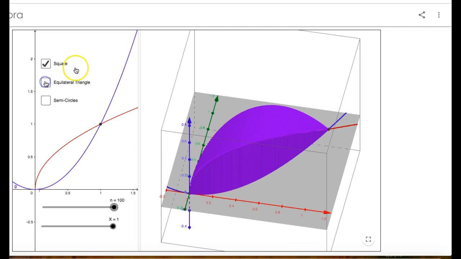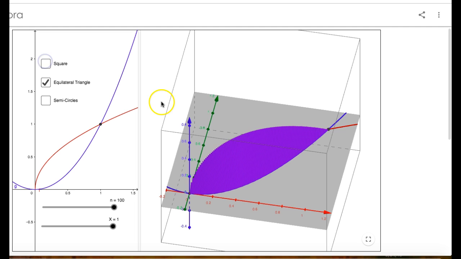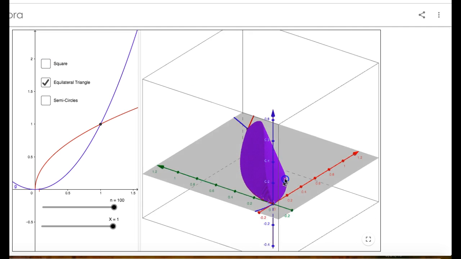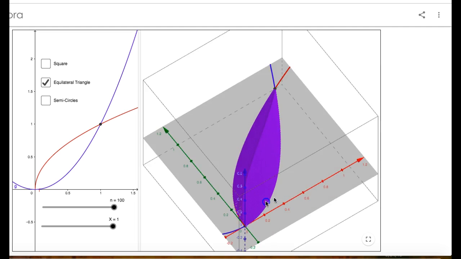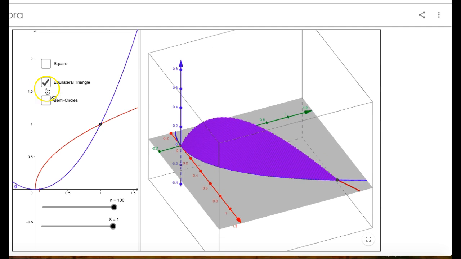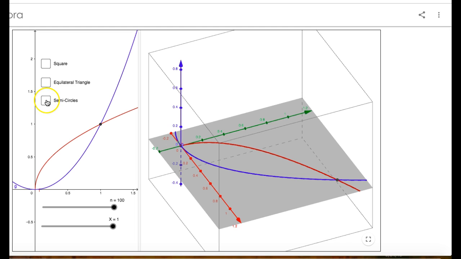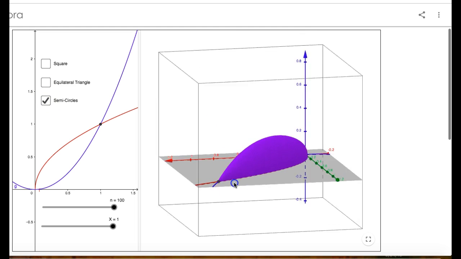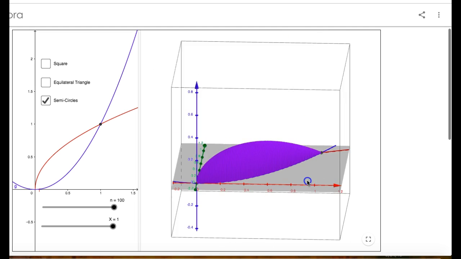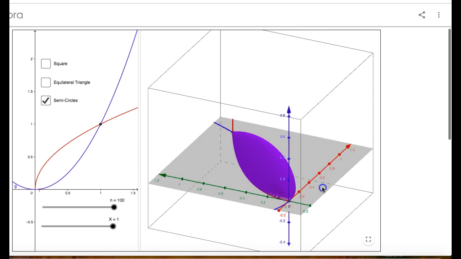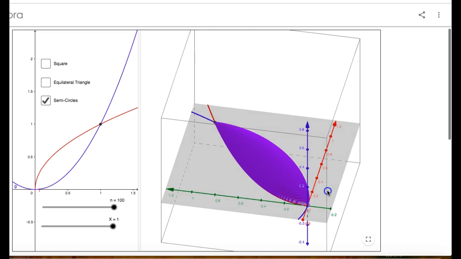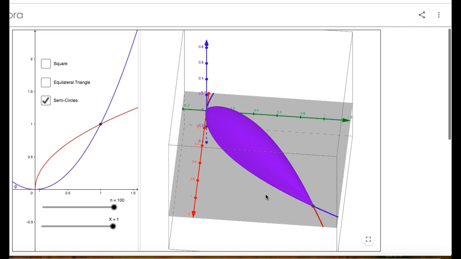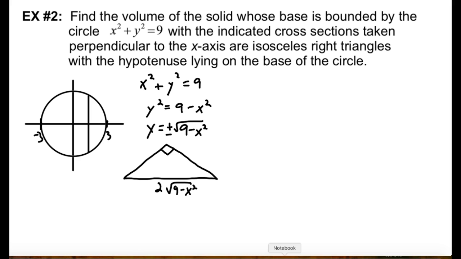If we instead do equilateral triangles instead of a square, we would be finding the volume of a shape that looked something like this. Or if instead of cross sections being equilateral triangles, we did semicircles, we would be finding the volume of a shape that looked like this. Okay, so I wanted to give us a better visual representation of what we were actually doing. All right, so let's jump back to the notes then.